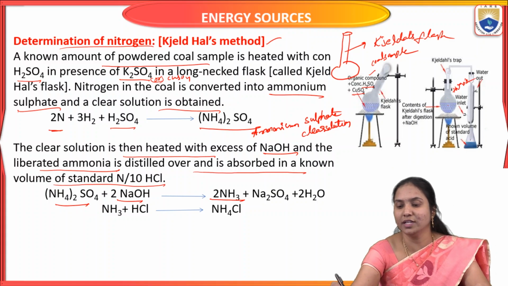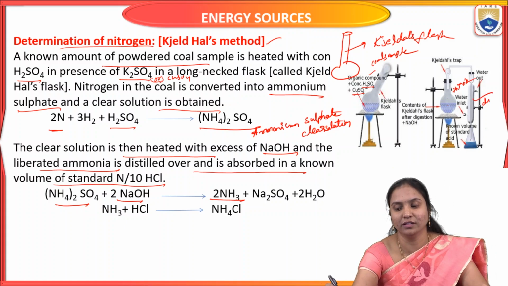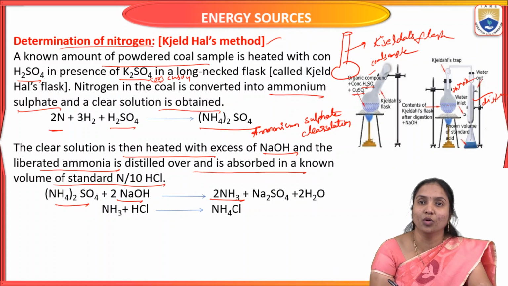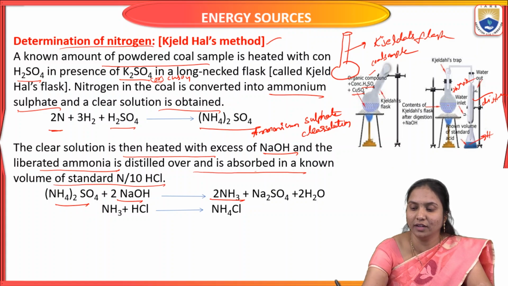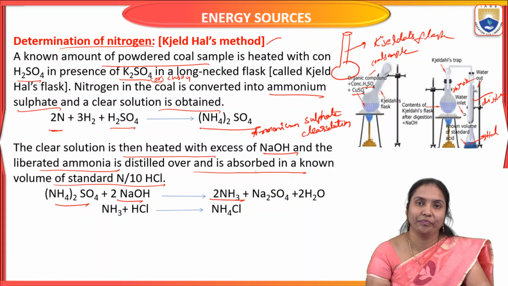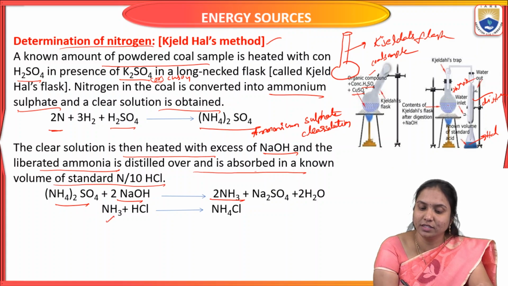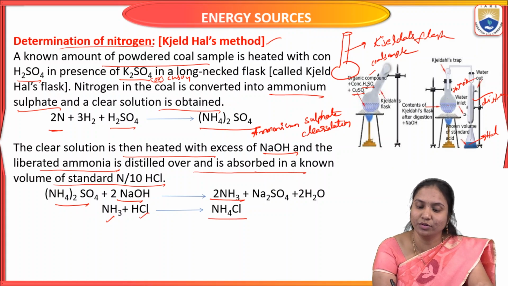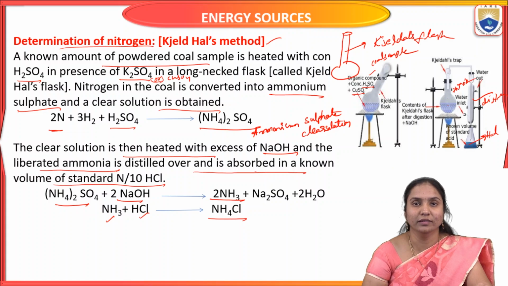So this ammonia is distilled over and is absorbed in a known volume of standard N/10 HCl. In this case, it produces ammonium chloride.